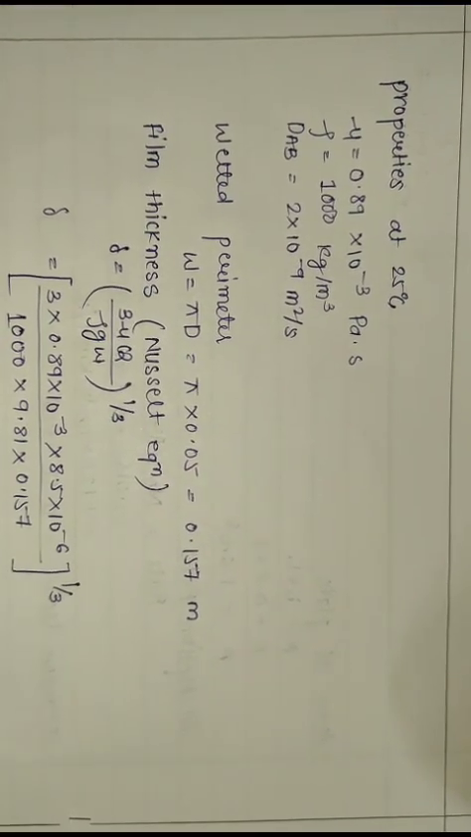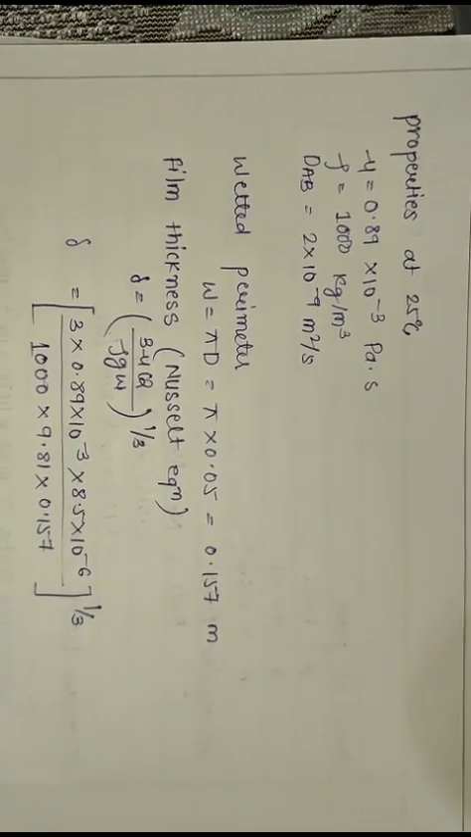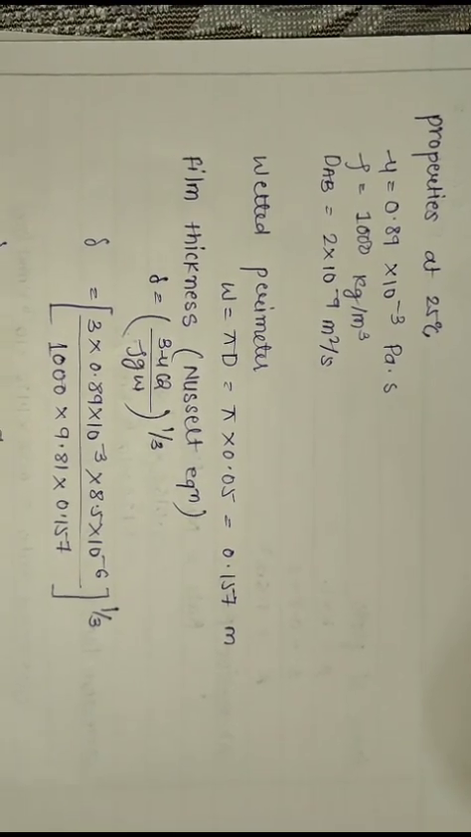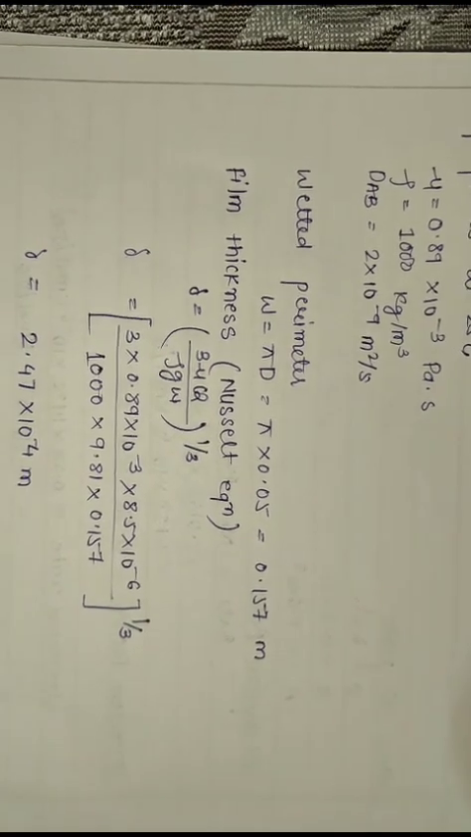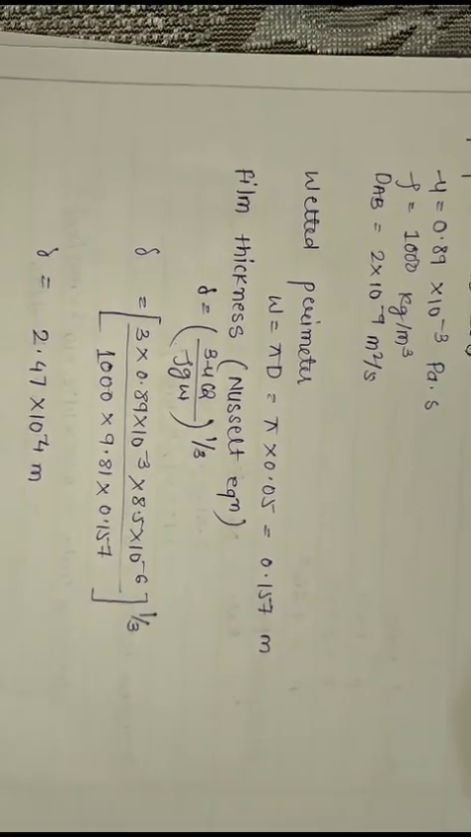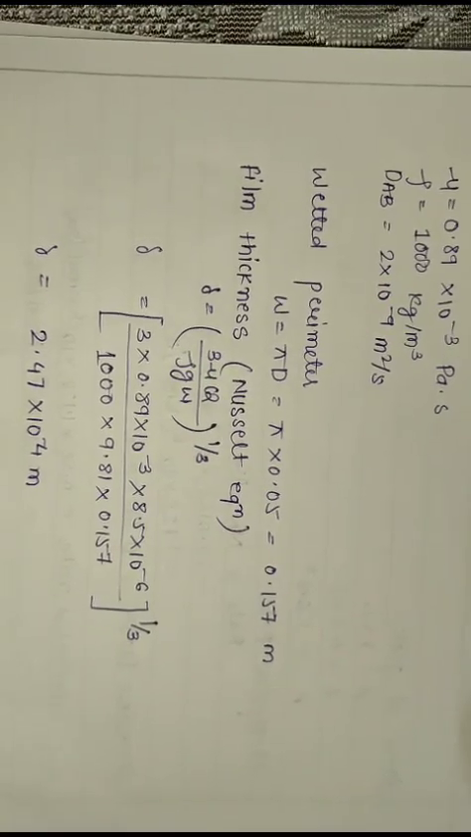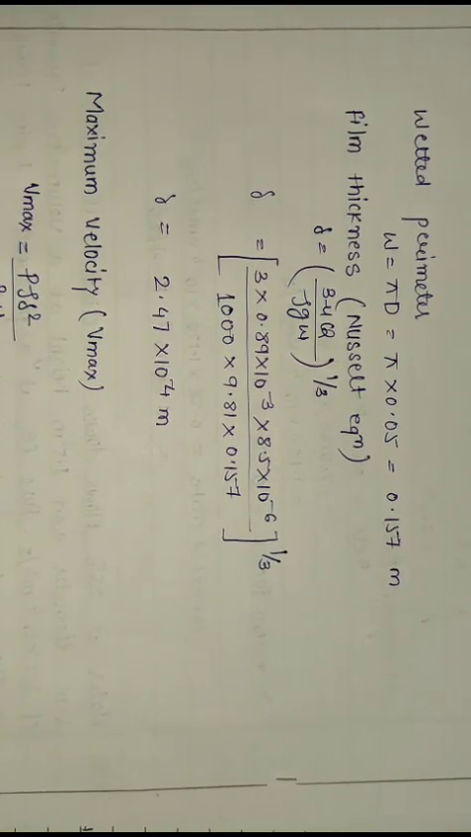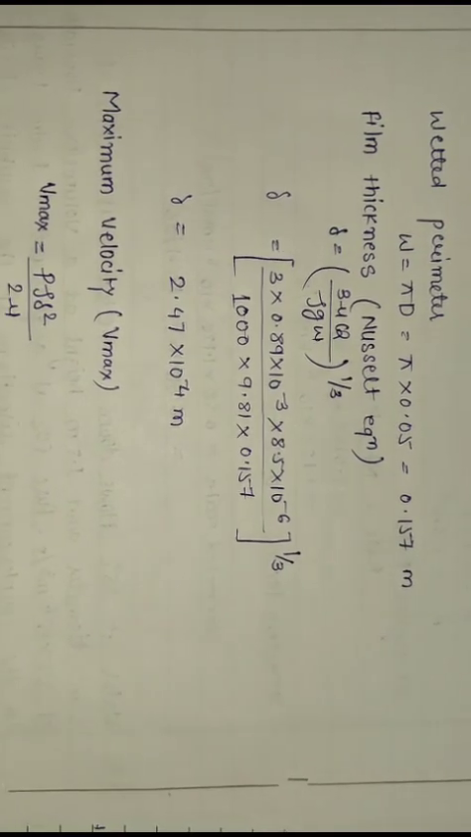First, we will calculate the wetted perimeter, that is W equal to pi into diameter equal to pi into 0.05 equal to 0.157 meter. Then we will calculate film thickness by the Nusselt equation, that is delta equal to (3 mu q by rho g W) whole power 1 by 3. Substituting the value, we will get a film thickness of 2.47 into 10 raised to power minus 4 meter.